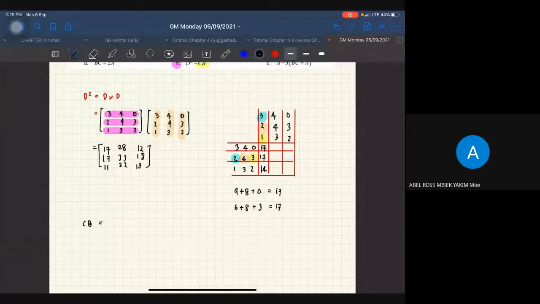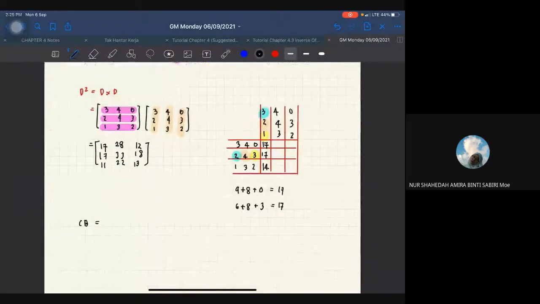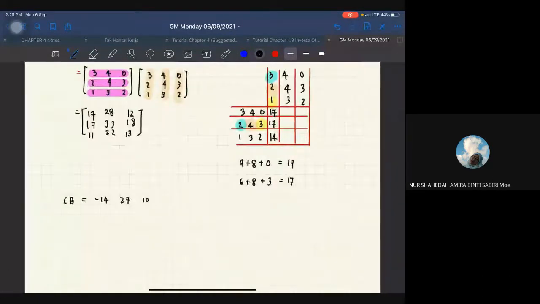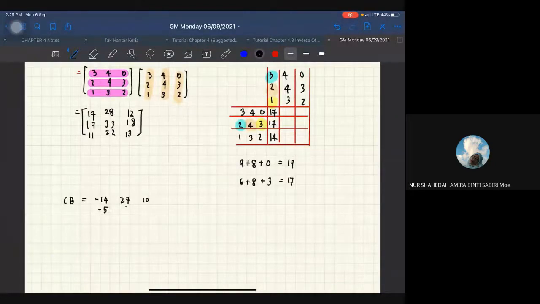CB is equal to? Can someone tell me? Negative 14. Ke bawah ke kanan? Ke kanan. 27, 10, negative 5, 6, 6, 1, 3, negative 4. Alright, thank you. Okay, so CB is this one.